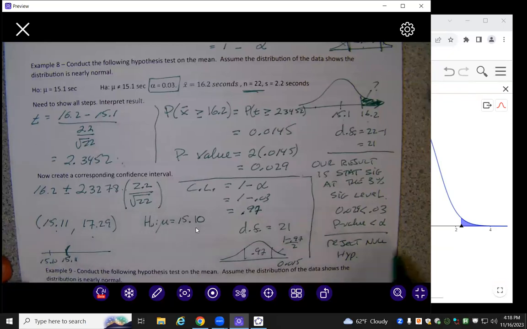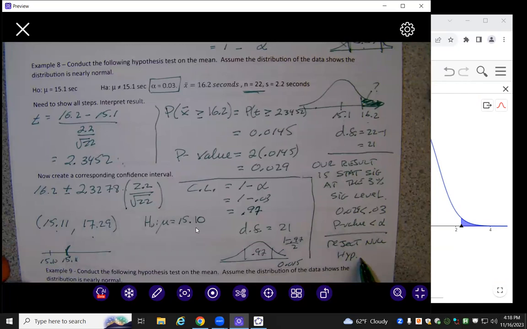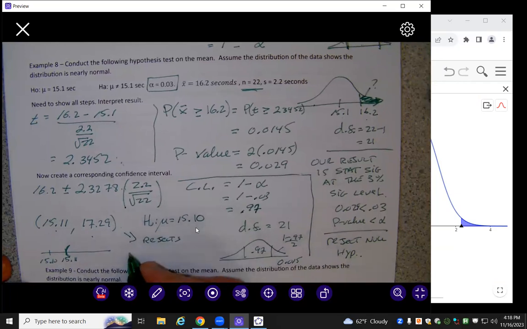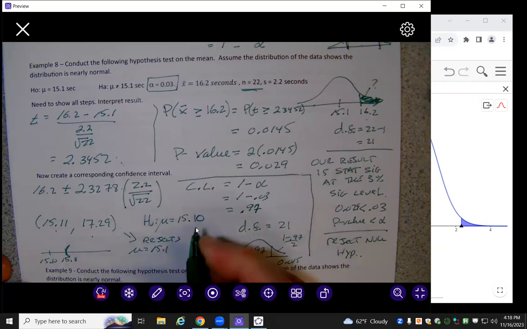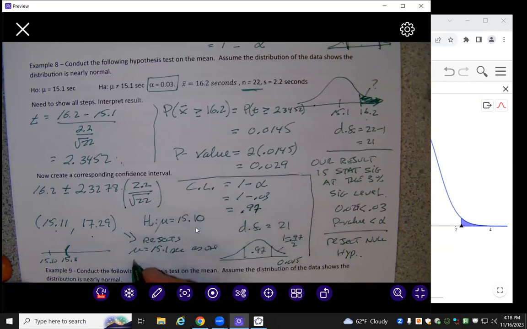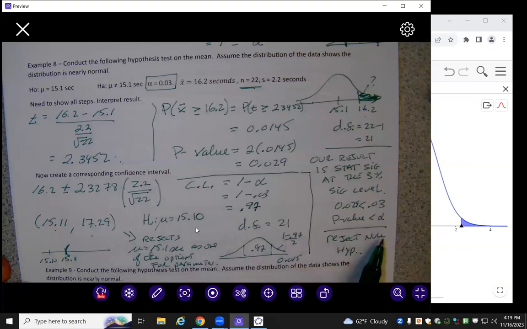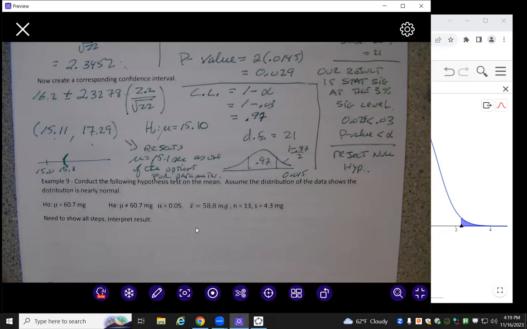So notice our result will reject the null hypothesis. This also rejects mu equal to 15.1 seconds as one of the options for the parameter. So this rejected the null hypothesis. This will reject the null hypothesis. Let's do one more.